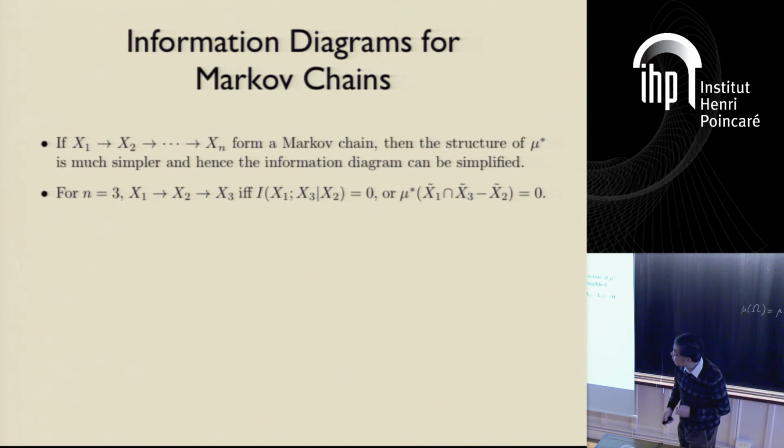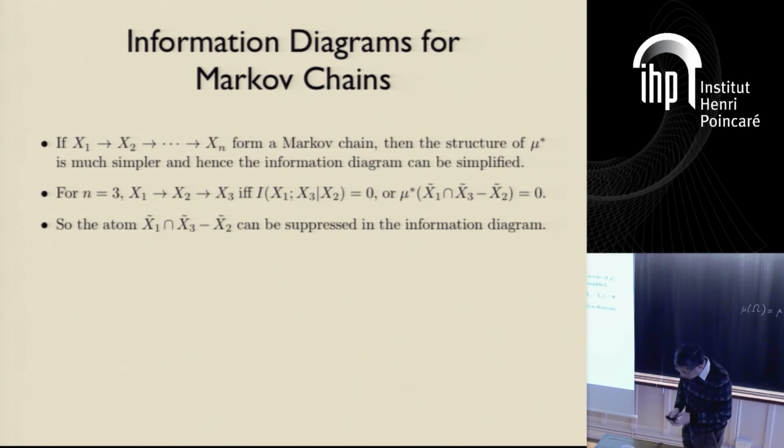So let's take a look at the simplest example of n equals 3. We have this Markov chain x1 to x2 to x3 if and only if the mutual information between x1 and x3 given x2 is equal to 0. Or, in set-theoretic terms, mu star of x1 tilde intersect x3 tilde minus x2 tilde is equal to 0.